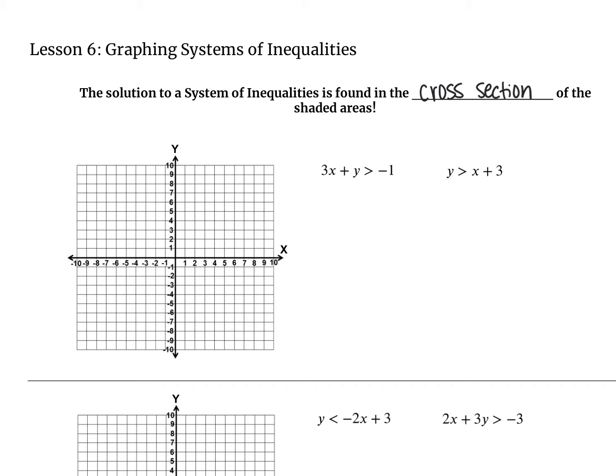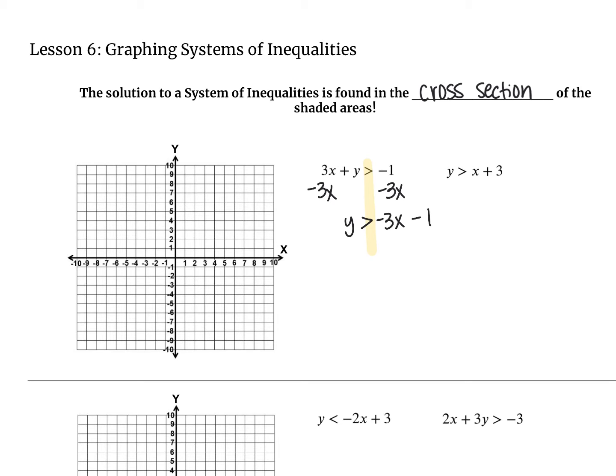So let's look at our first example here. We have two inequalities and we're going to make sure they're solved for y and then graph them on this graph here. Our first inequality says 3x plus y is greater than -1. This is not solved for y, so we're going to have to do that. To solve this for y, we have to move the 3x first. So we're going to subtract 3x from both sides, and we get y is greater than -3x minus 1.